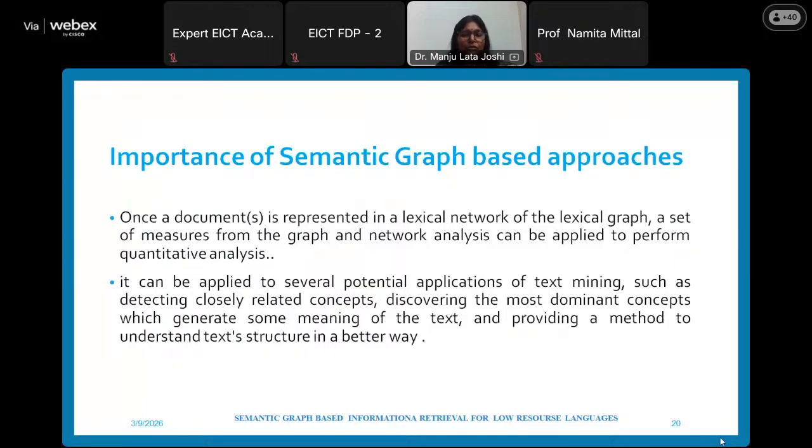All right. So now we will be discussing what is the importance of semantic graph-based approaches. If a document or a set of documents are there, and we are able to construct a semantic graph for those documents, then we can make use of that particular graph for multiple applications. For example, it can be applied to several text mining applications, such as detecting closely related concepts, discovering most dominant concepts, which generate some meaning of the text, and providing text structure in a better way.